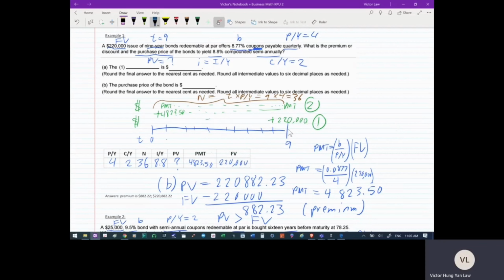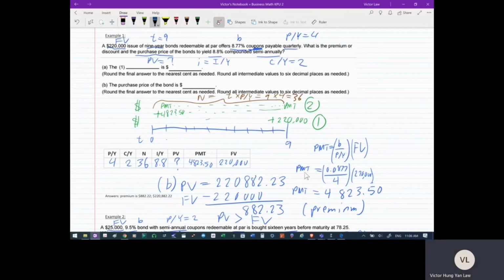And in addition to getting the $220,000 face value at the end of 9 years, what you're also getting is the second cash flow. And that second cash flow is your PMT. And you can also think of this as your interest payment, the interest that you're receiving. And how do we calculate the PMT? The formula is the one I gave you. PMT equals the bond rate divided by P over Y, your payments per year, times your face value.